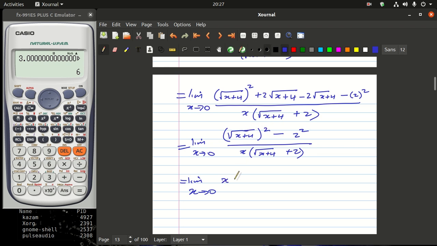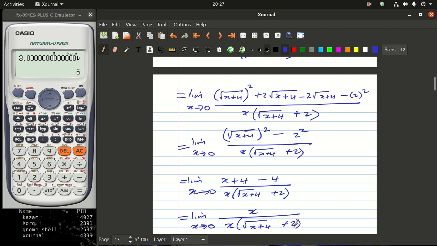I will end up having x plus 4 minus 4, divided by x times the square root of x plus 4 plus 2. If you look carefully, you will have the limit as x approaches 0. This 4 and that 4 are gone. I'm left now with x in the numerator. In the denominator, I have the square root of x plus 4 plus 2.